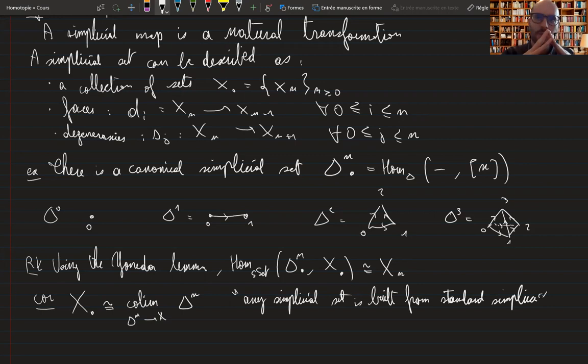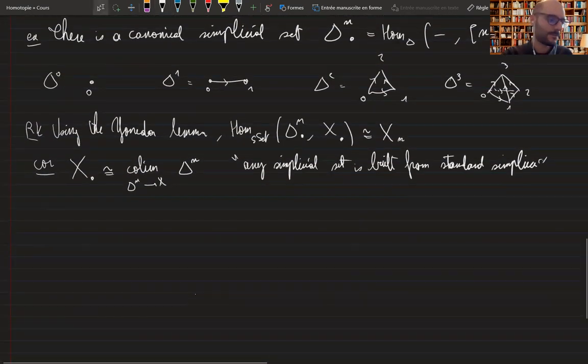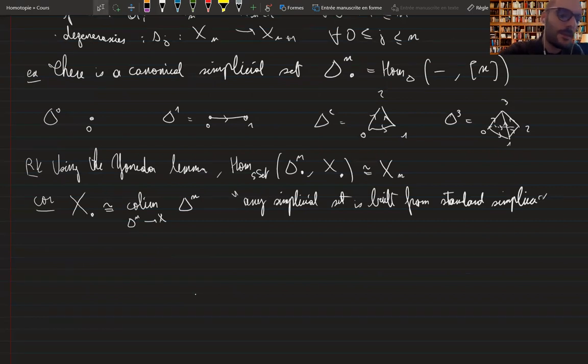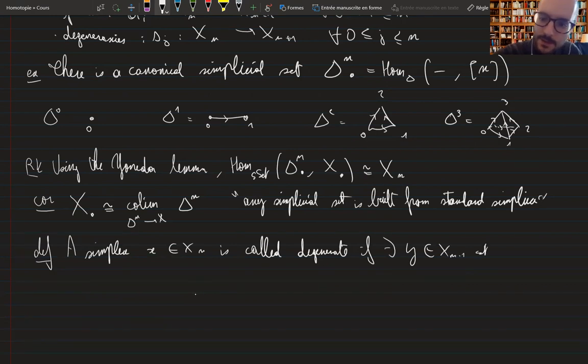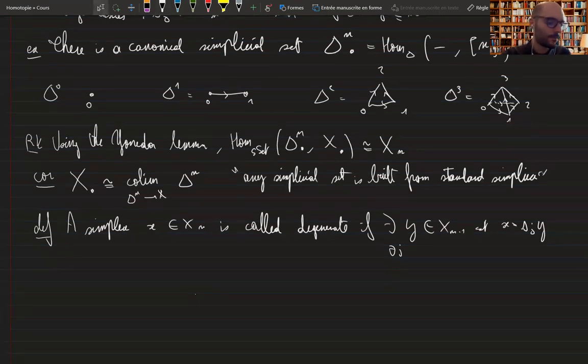Okay. If I recall, I read Bruno's notes and this thing was in the notes if I remember correctly, but again, if there is something that you don't remember very well or you are not sure, just please let me know. Oh, and maybe some terminology, a simplex x in Xn is called degenerate if there exists y in Xn minus one such that, for some j, x is sj of y. All right. So this is all the terminology that I'm going to need.